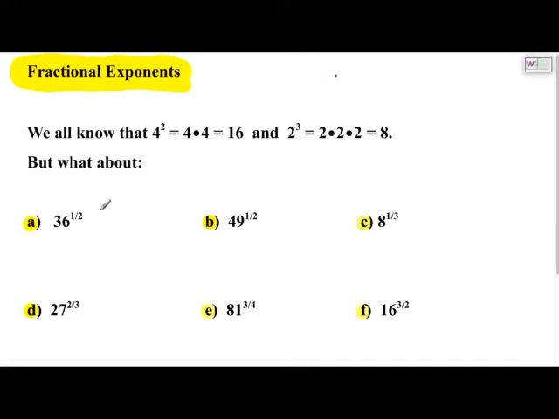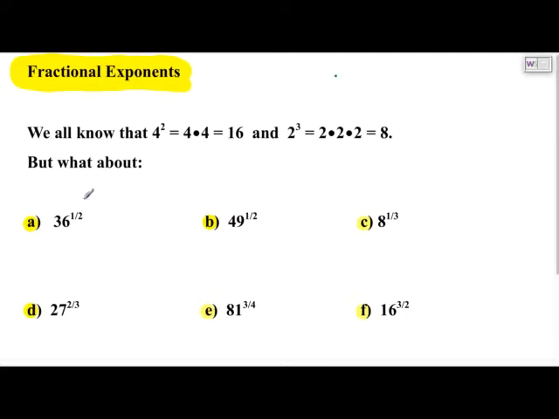So what about when we have fractional exponents? So in this case here, 36 to the 1/2, or 49 to the 1/2 power, or 81 to the 3/4 power. All of a sudden things change here because it's not a nice whole number power. But it's going to be very similar in what we do.